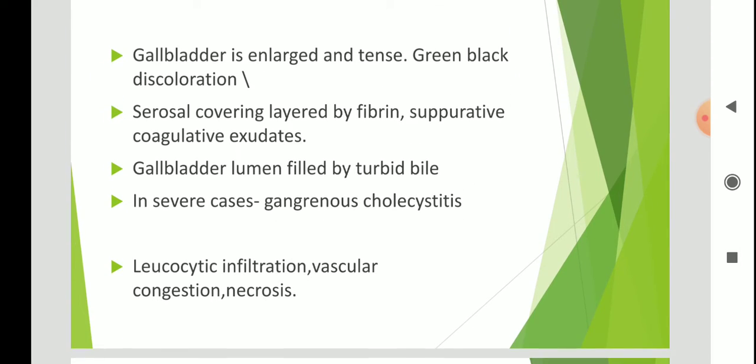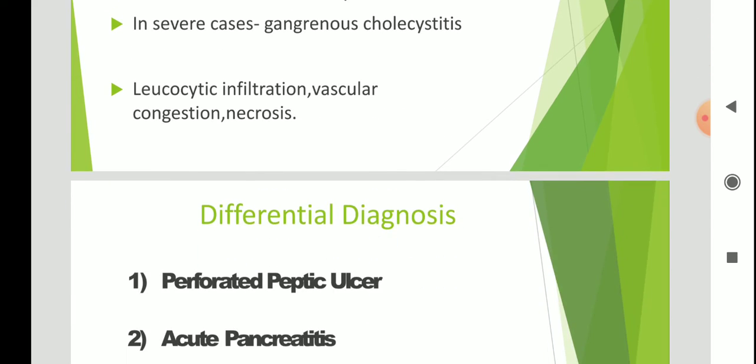The gallbladder is enlarged and tense. Green-black discoloration is there. Serosal covering is layered by fibrin. There are suppurative, coagulative exudates. Always remember that exudates are seen in any inflammation. The gallbladder lumen is filled by turbid bile. In severe cases there is gangrenous cholecystitis. Obviously there is leukocytic infiltration, vascular congestion, necrosis.